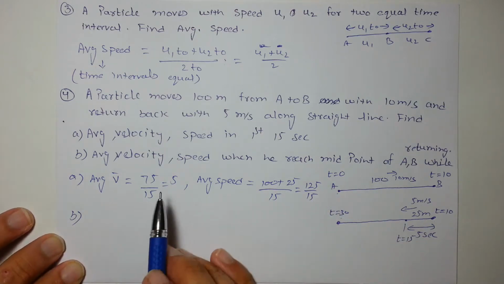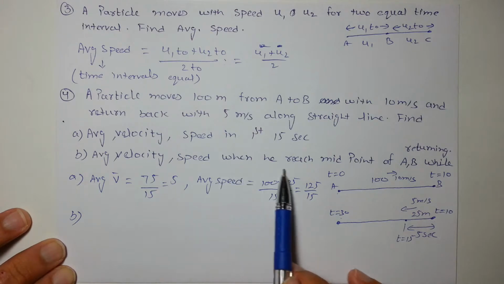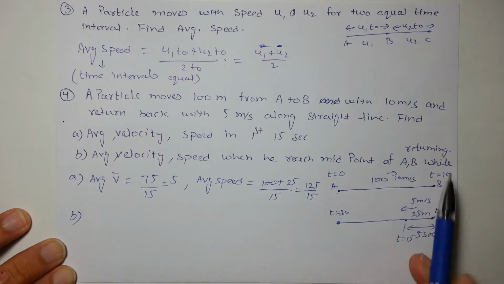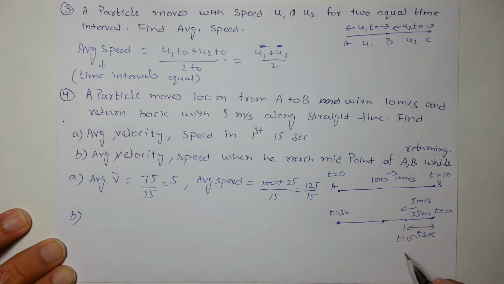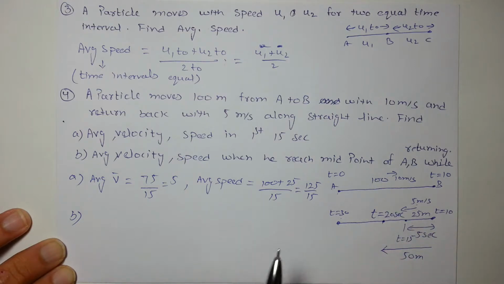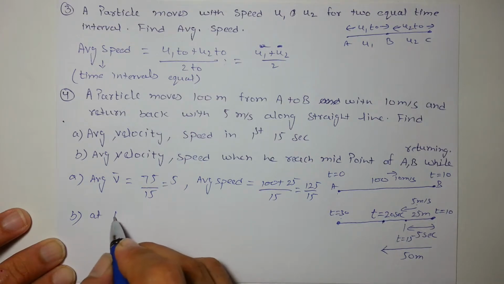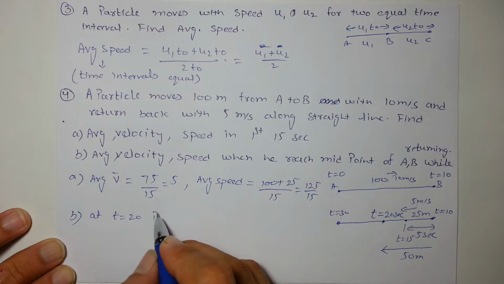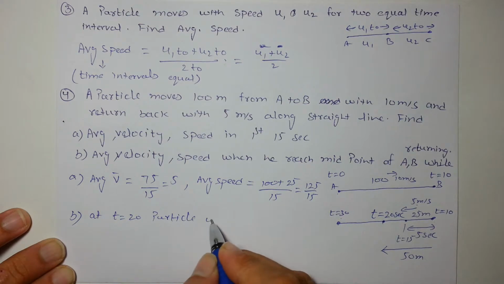Case B. Case B says: what is the average speed and average velocity when he reaches the midpoint of AB while returning? Midpoint of AB means it has moved how much? 50 meters. In that it must have taken 10 seconds because it is moving with 5 meters per second. So time will be 10 plus 10, 20 seconds. At T equal to 20, the particle will be at the midpoint.